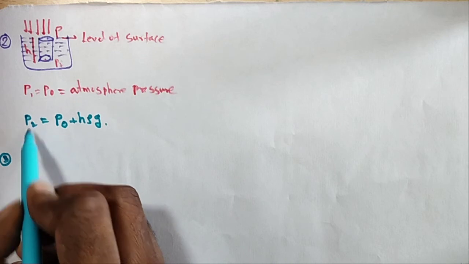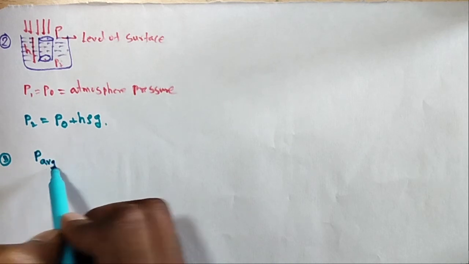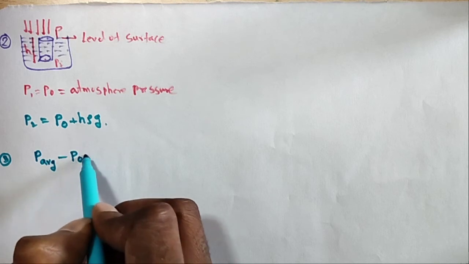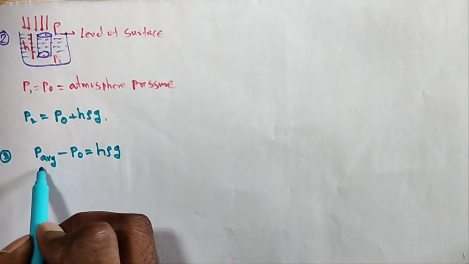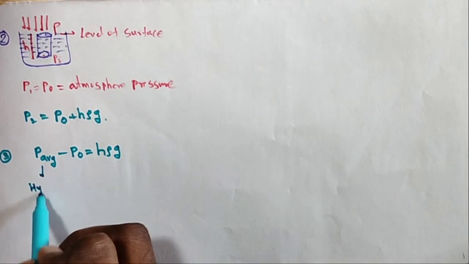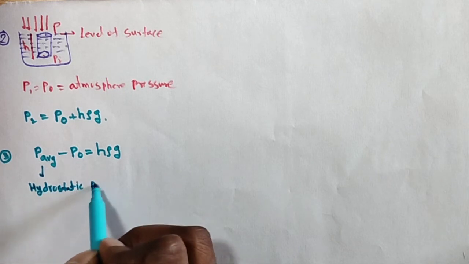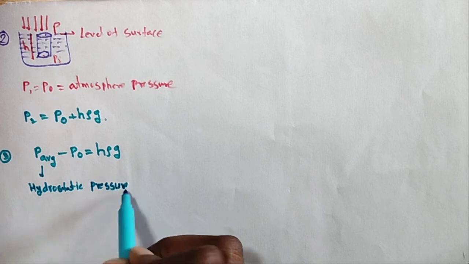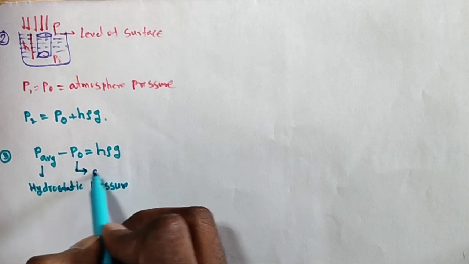So this is the P average. Taking P2 as P average, P average minus P naught is equal to H rho G. Here P average means the hydrostatic pressure, and P naught is the atmosphere pressure.